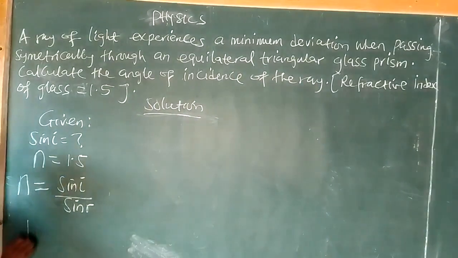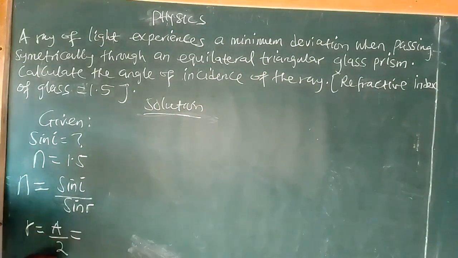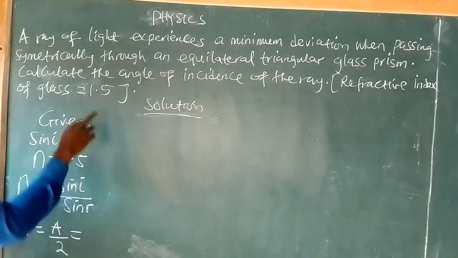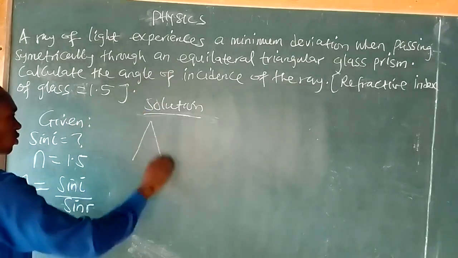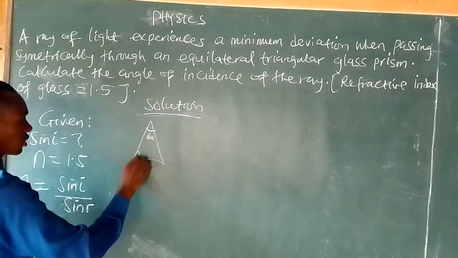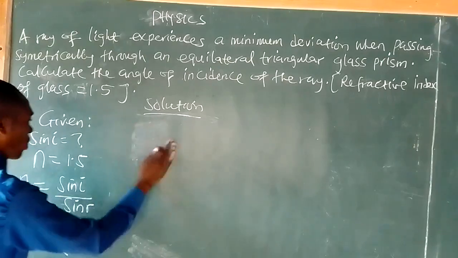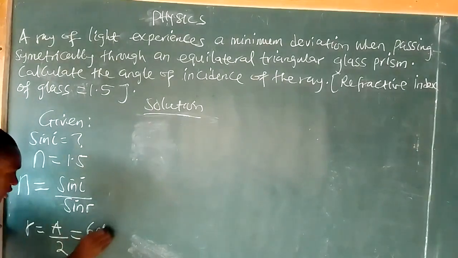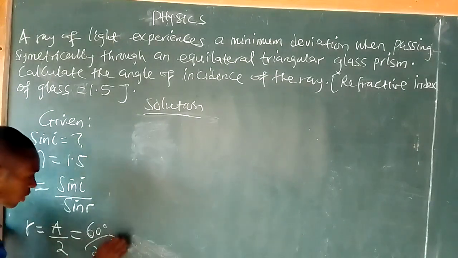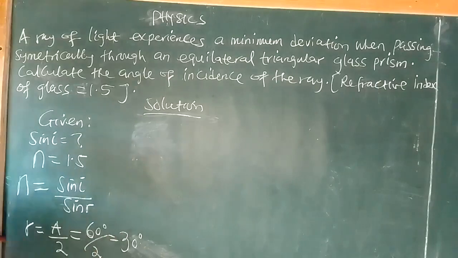is always given as R equals A over 2. Here A is the angle of the prism. If you have an equilateral triangle, the angles are 60 degrees, 60 degrees, 60 degrees, which sum to 180 degrees. So A is 60 degrees, and 60 degrees over 2 gives you 30 degrees. So we can use our R. R here is 30 degrees.